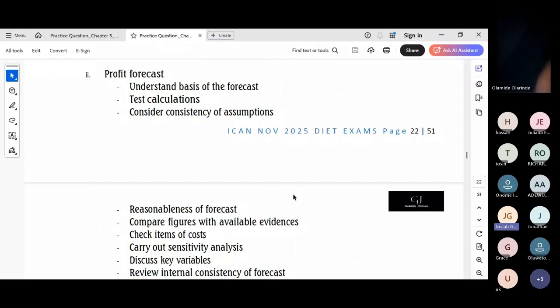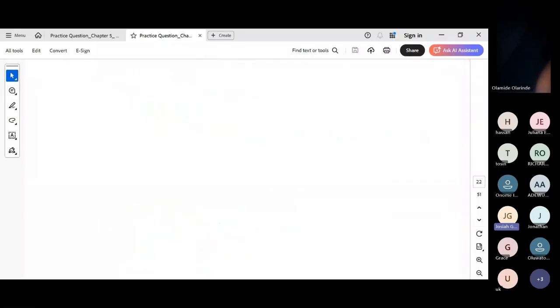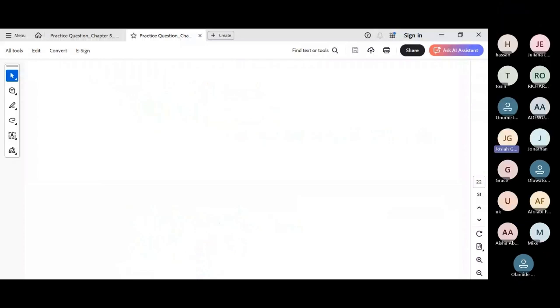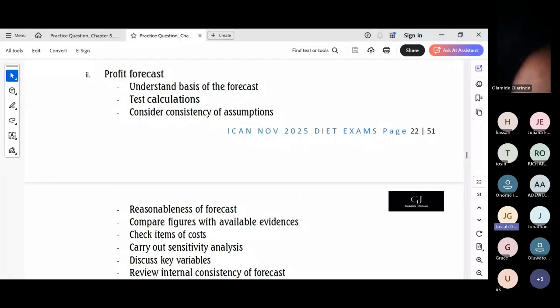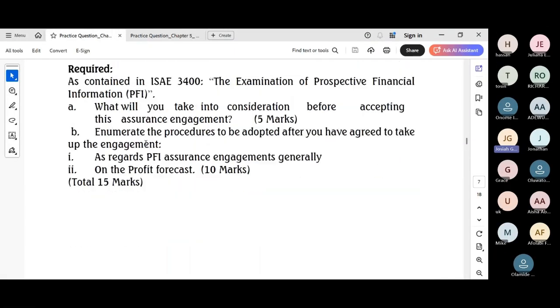The provided solution gives, I think, a comprehensive list of over 10 specific procedures related to profit forecasts, such as testing calculations, checking consistency, and performing sensitivity analysis. And the strategy of providing a large number of specific points is actually key to securing full marks here. So if you state 10 points, you secure your full marks, which is very, very good. So more points, but be very time conscious so you don't overflog a question.